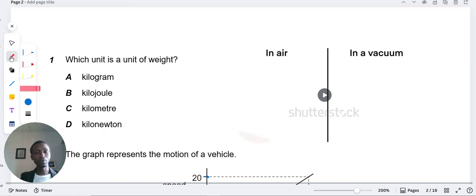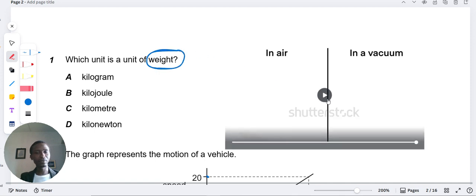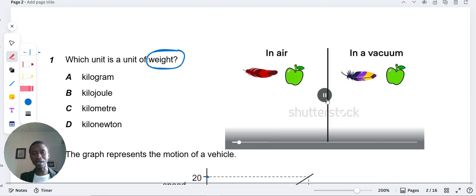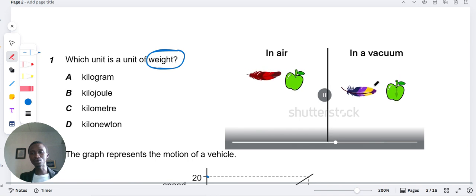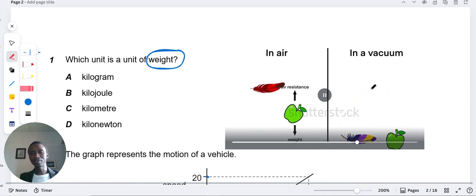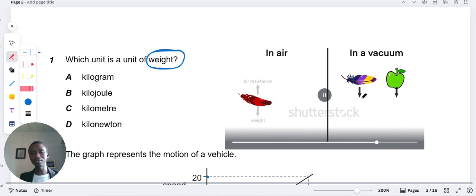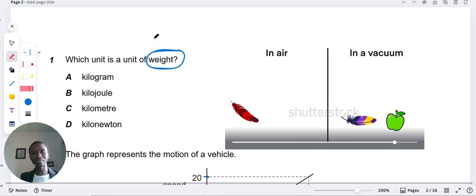Okay, before answering this question, let's enlighten ourselves of what weight is. Simply, weight is a force exerted on a body by gravity. All right? This video will explain that to us. The apple and the feather are falling because of the weight that is acting downward, as you can see in the diagram. Also, in a vacuum, their weight is what is making them act downward because they have mass.